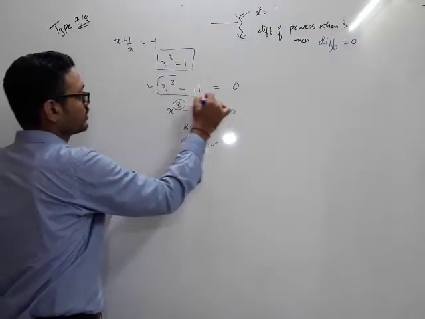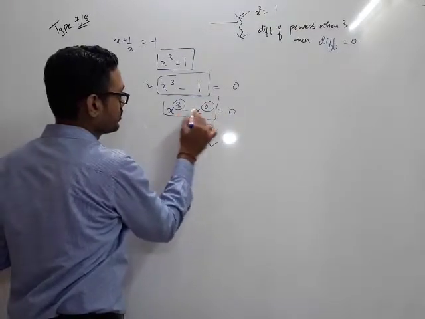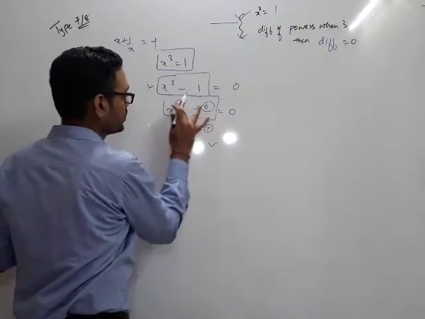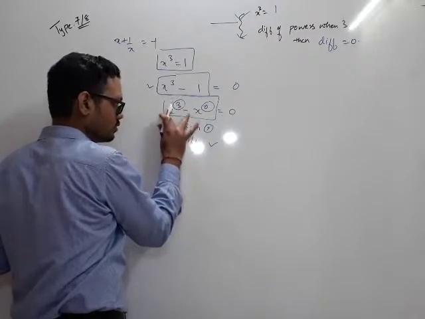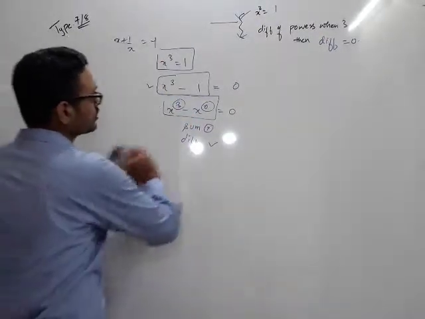So this is the second conclusion, that whenever there is a difference of power as 3, then the sum, not sum, the difference will be 0. Let's see how it's going to be asked.